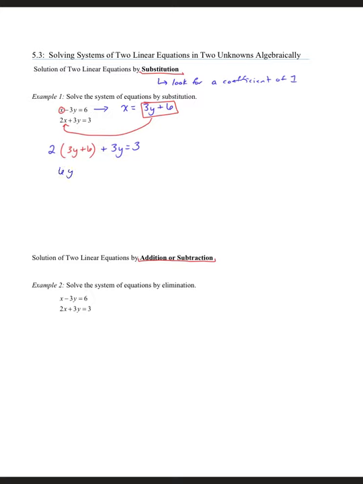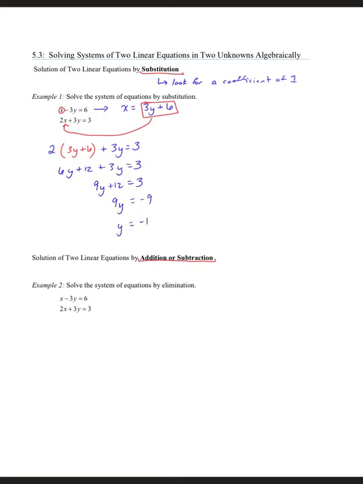So we get 6y plus 12 plus that 3y equals 3. Now we just need to solve this equation for y. So we get 9y plus 12 equals 3, and then we're left with 9y equals a negative 9 to get y equals a negative 1.